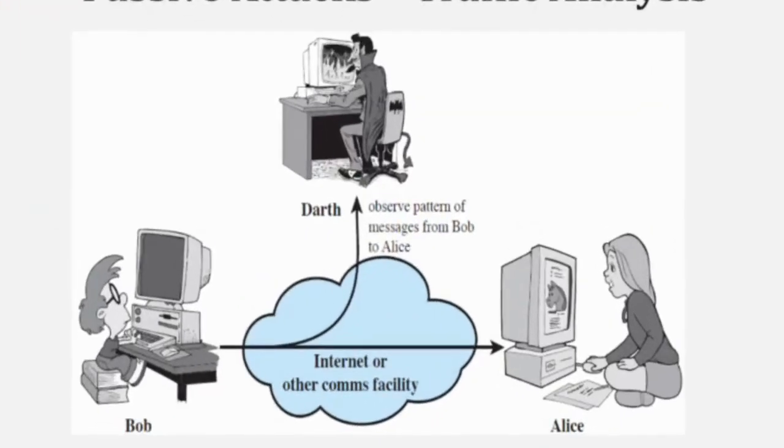And next one is traffic analysis. This third person will just analyze what kind of data is being sent from Bob to Alice. So just that traffic will be monitored, and what kind of data is being sent from one person to another person. This will be called traffic analysis. There is no modification at all and there is no delay at all.